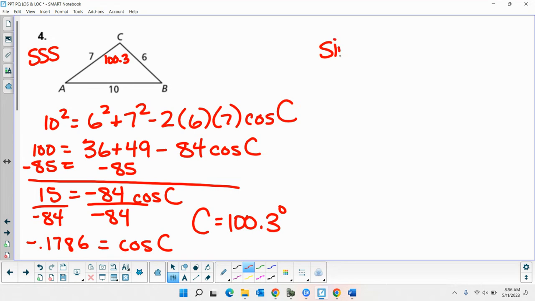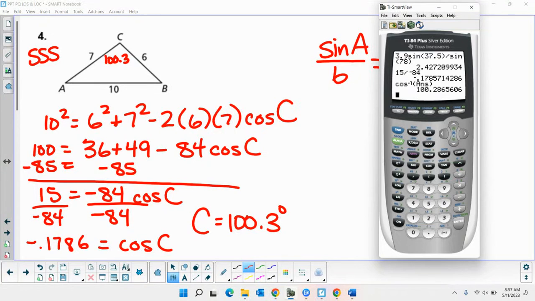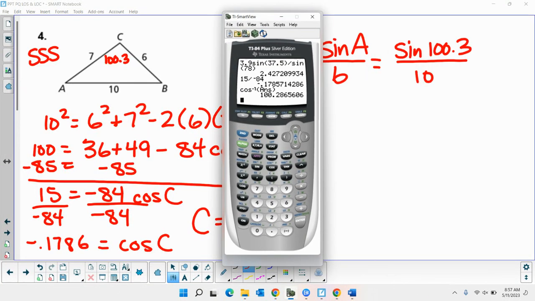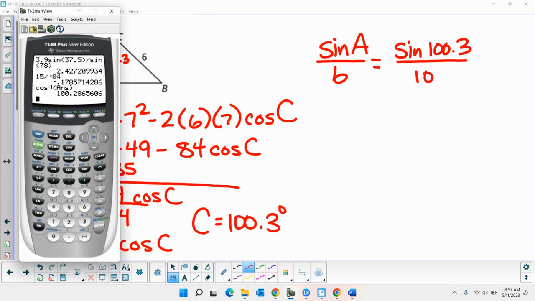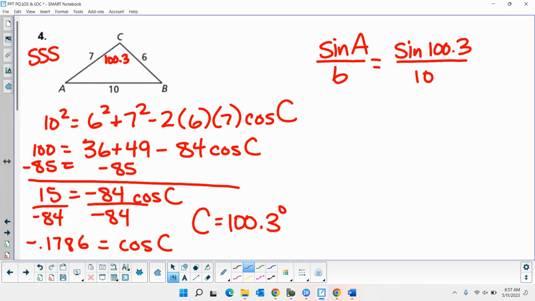So we're going to go sine of A over 6 equals the sine of 100.3 over 10. Okay. Again, with the law of cosines done first, I don't have to worry about looking for a second triangle. All right, so 10. No, that's wrong. Wait a minute. What did I do wrong? Oh, that's a 6. I keep thinking it's a B.